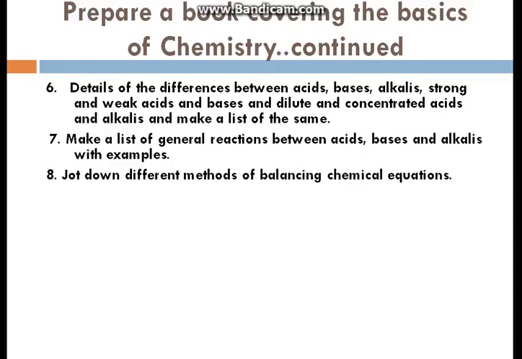Jot down different methods of balancing chemical equations. More than 50% of students find it very difficult to balance given chemical equations. The best thing is to flip through the textbook and try and balance each and every equation that you come across. This way, you will master the skill of balancing your chemical equations. And remember again, this is a very basic skill which is missing in most of the students.